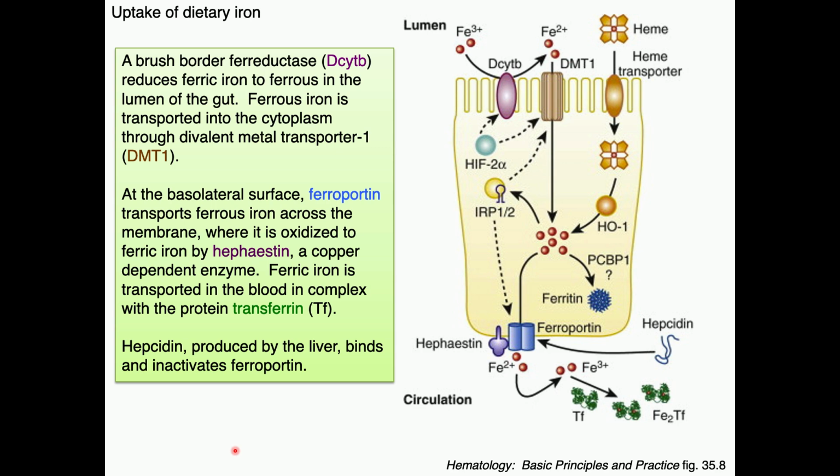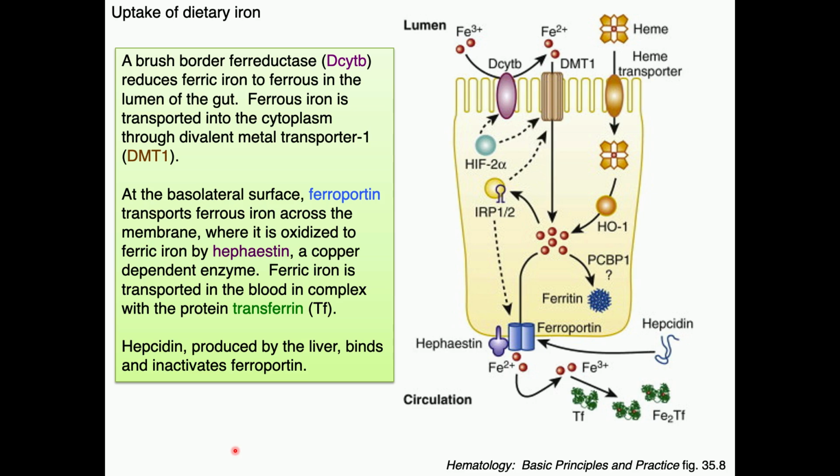Okay, and then transferrin, this is how iron is transported from one place to another within our blood. Remember, there's hopefully no or very little free iron atoms floating around in the blood. Okay, it's all going to be hopefully bound to transferrin.